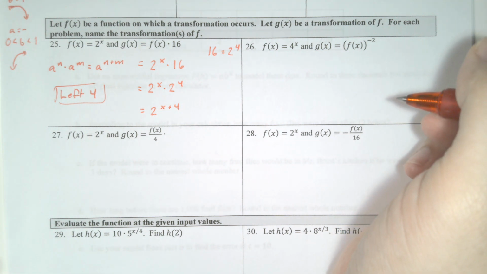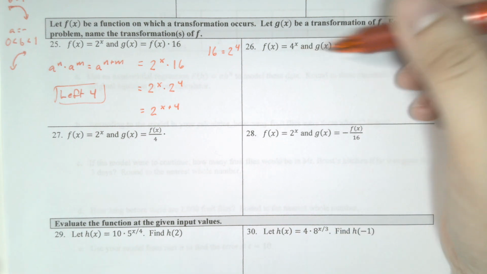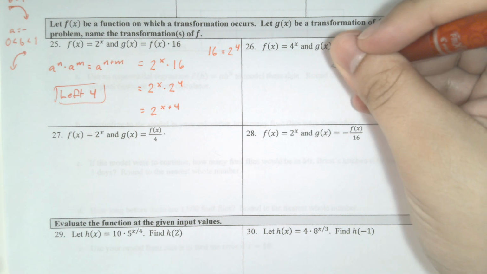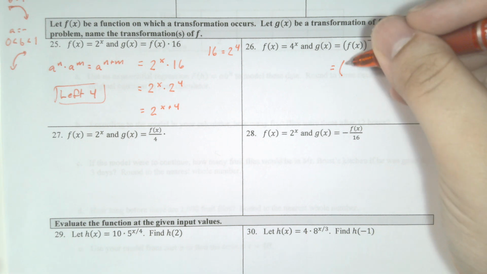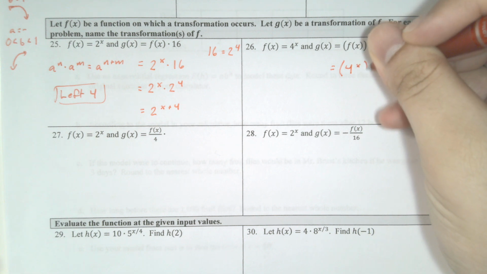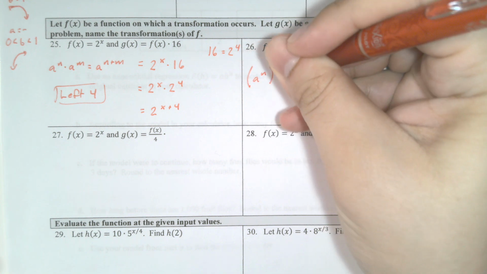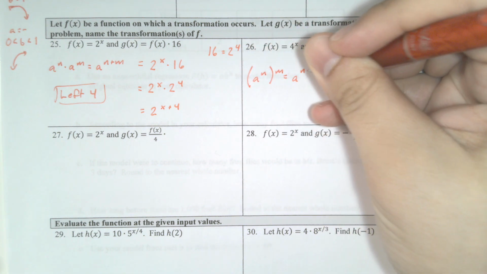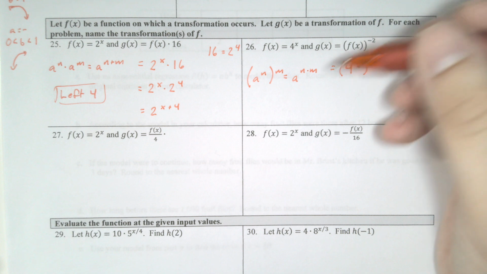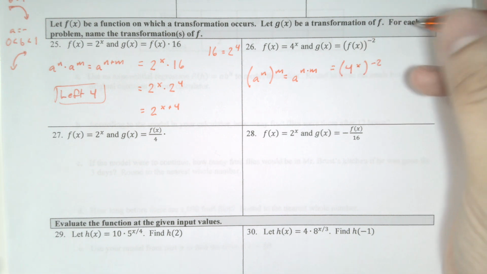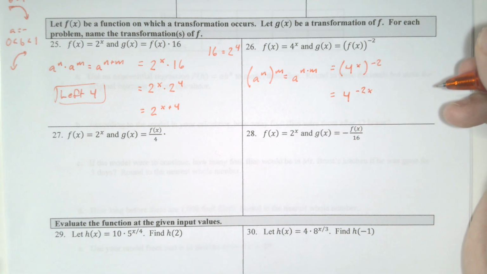Actually not similarly in this case, let's just plug in f of x into this function g of x and see what happens. Since we have f of x to the power of negative 2, that means we have 4 to the power of x, to the power of negative 2. And now we want to use this property that if we have a to the power of n to the power of m, this is equal to a to the power of n times m. So we can just multiply these two exponents, x and negative 2, and make this 4 to the power of negative 2x.